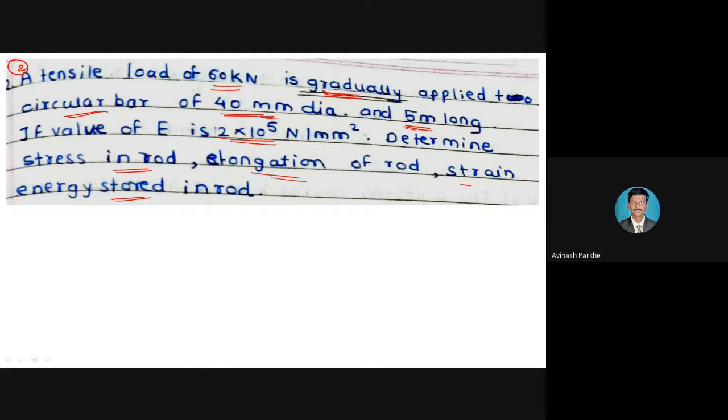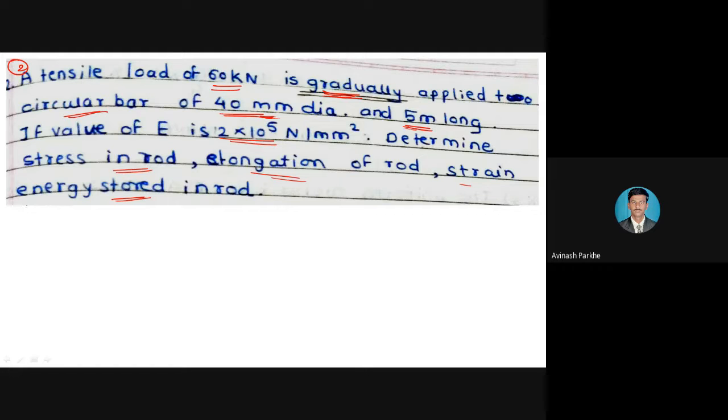That means three parameters to calculate. So what is the statement? One circular bar is there, and that circular bar is subjected to an external load of 60 kilonewton, and it is applied in a gradual condition. It is not applied suddenly. It is not applied like an impact. It is applied gradually. Gradually means the load increases from 0 to the maximum point in a stepwise condition. So that load is called a gradually applied load.